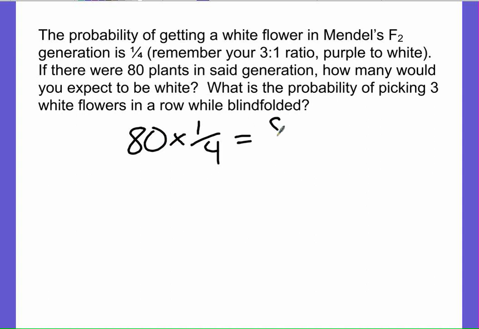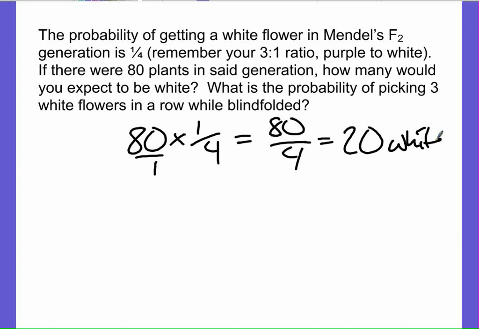So you end up with this 80 over 4 for your fraction, since this could be a fraction here. Top times top is 80, bottom times bottom is 4. Divide that, 8 divided by 4 gives me my 2, so it's 20 white flowers. If I had 80 plants, I would expect 20 of them to have white flowers.